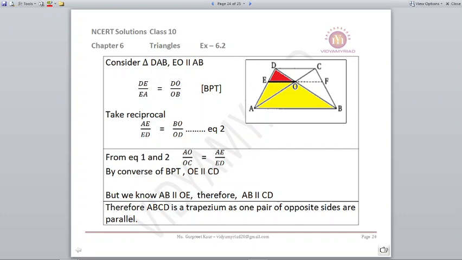From both the equations, we get AO upon OC is equal to AE upon ED. So what is this? When the sides are proportional, we can say that the lines are parallel, which means OE is parallel to CD. But OE is already parallel to AB. What does it mean? AB is parallel to CD. So since one pair of opposite sides are parallel, we can say that ABCD is a trapezium.